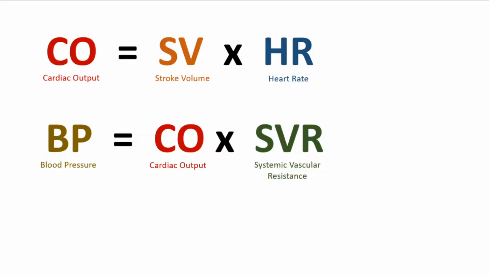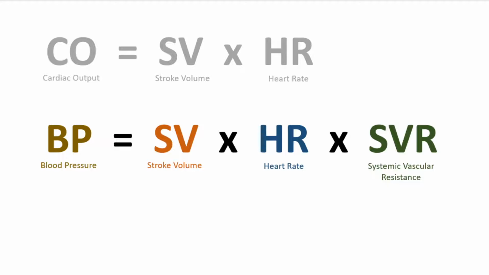So these are our two formulae that we've just touched upon, and you can see that cardiac output appears in both of them, so we can switch things around and say that blood pressure is equal to stroke volume times the heart rate times the systemic vascular resistance. Now this will be helpful in order for us to pick apart and understand the physiological processes like the baroreceptor reflex and the renin-angiotensin-aldosterone system that help maintain homeostasis and blood pressure and therefore tissue perfusion.